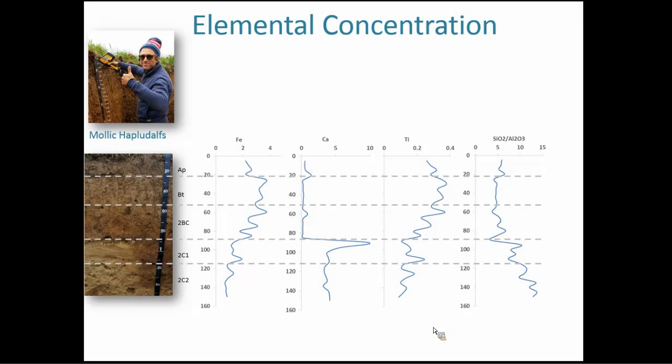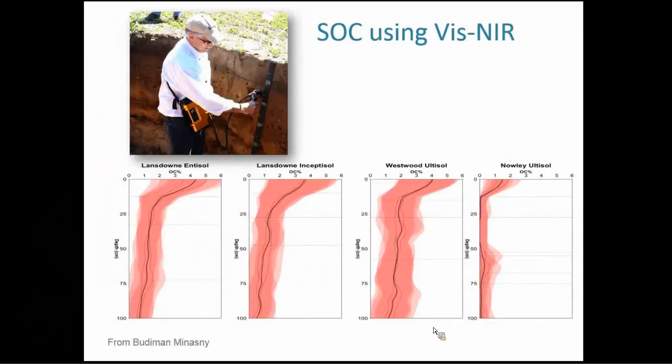Other folks have used the visible NIR. We just bought a tool like this. We'll get that next month. Much faster than the XRF. You get the spectra somewhere between 400 and 2600 nanometers, and you can map a range of properties very rapidly, and they've done it in Australia for different soils.